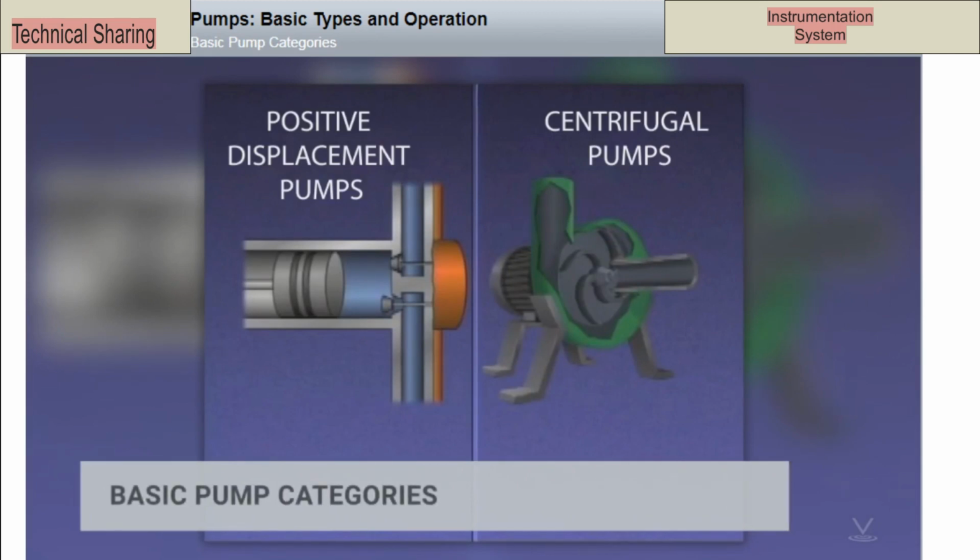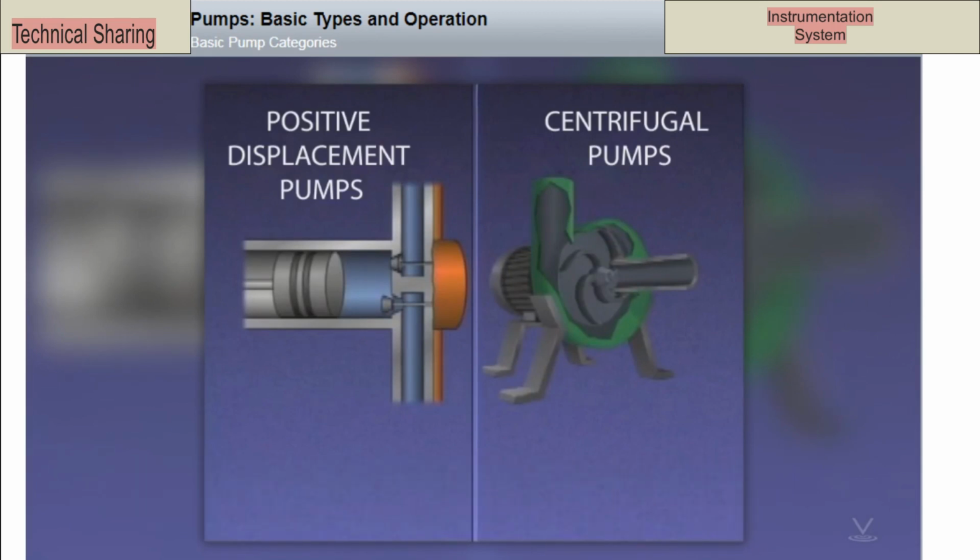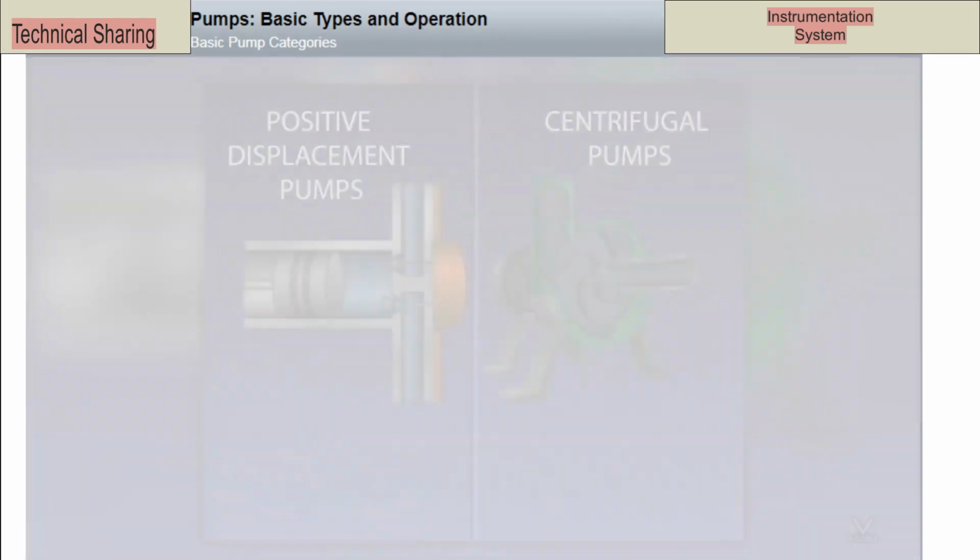Basic pump categories. Inside the pump, there's a component that physically moves the liquid through the pump. The type of component that's used determines the type of pump. Basically, pumps can be grouped into two general categories: positive displacement pumps and centrifugal pumps.